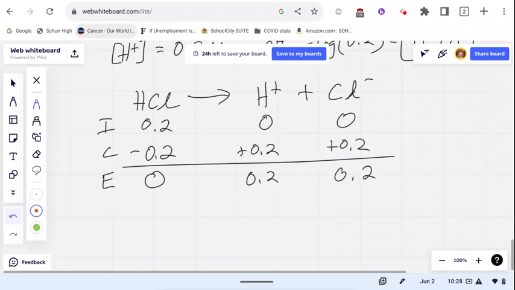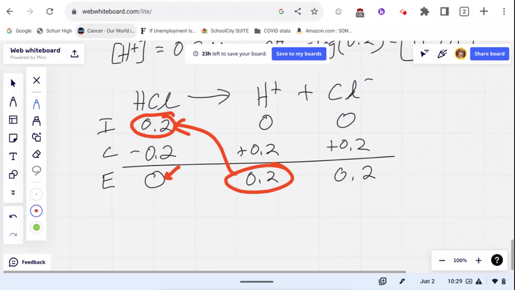And so now, this right here is our hydrogen ion concentration. Notice it's the same number as it was here. So for a strong acid, you can assume that all of your acid is going to turn into the ions, and you'll be left with nothing here at the end.